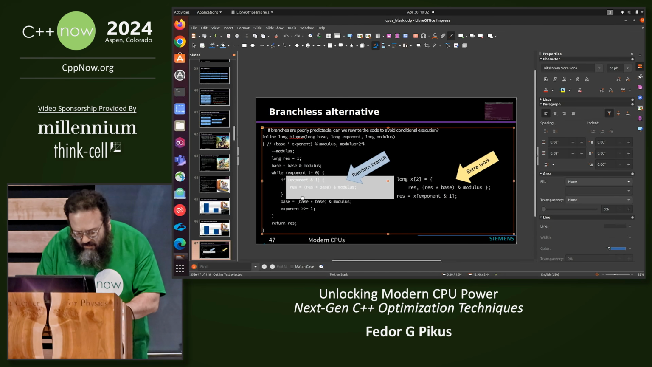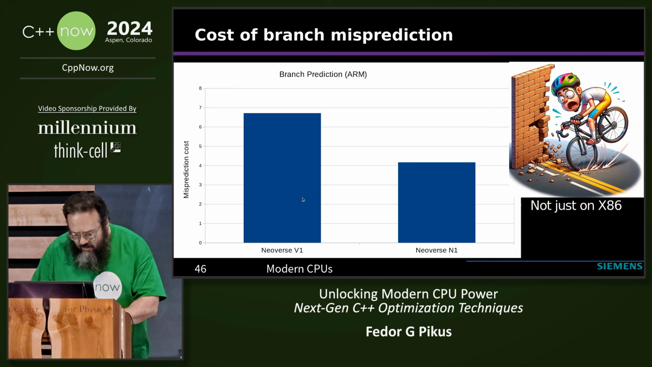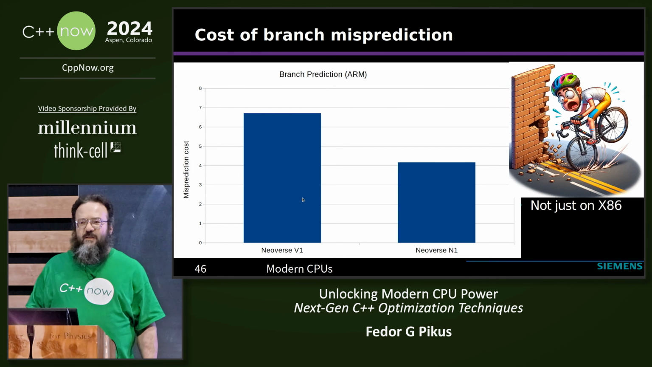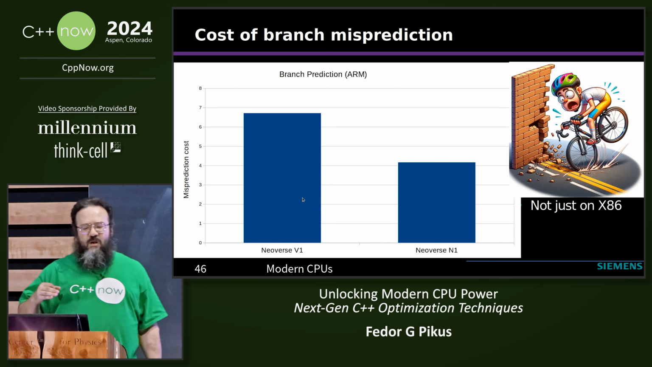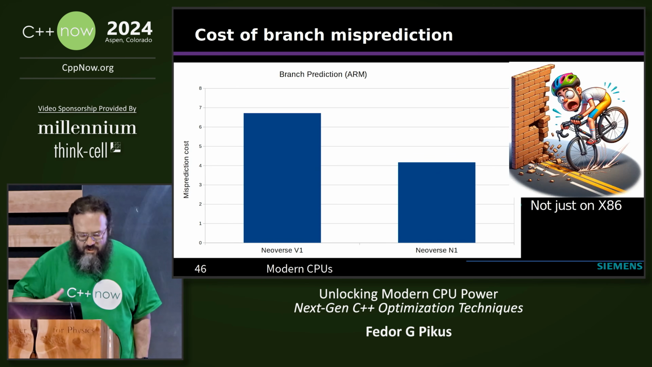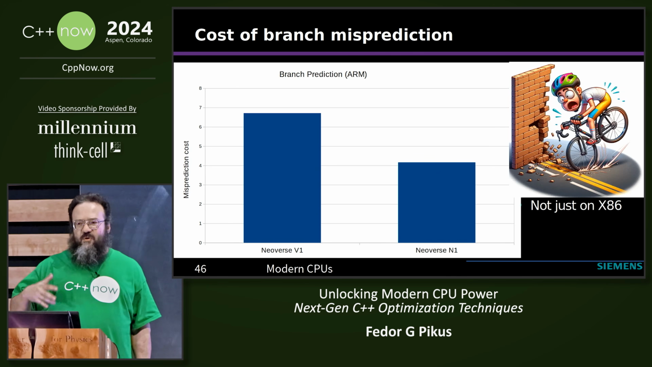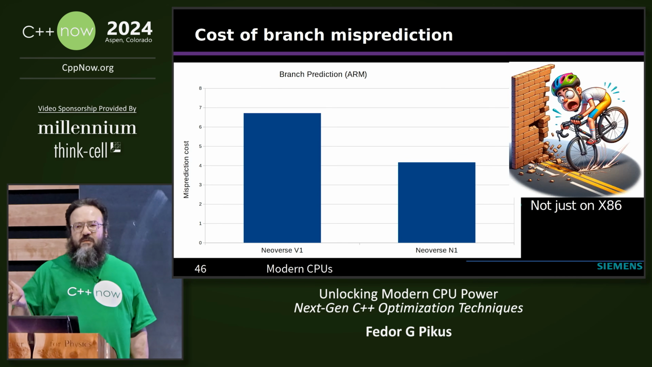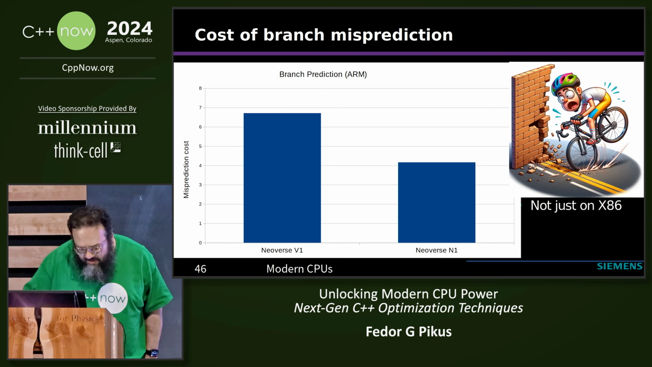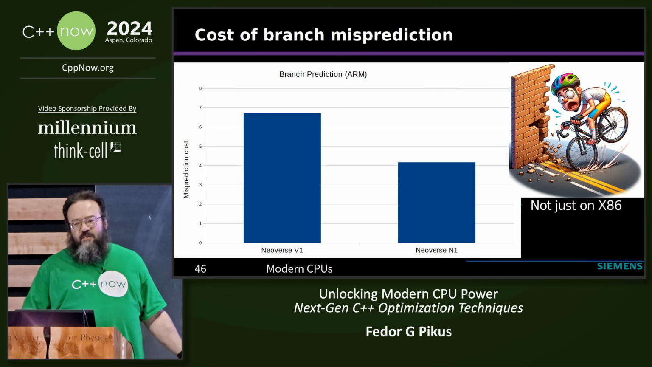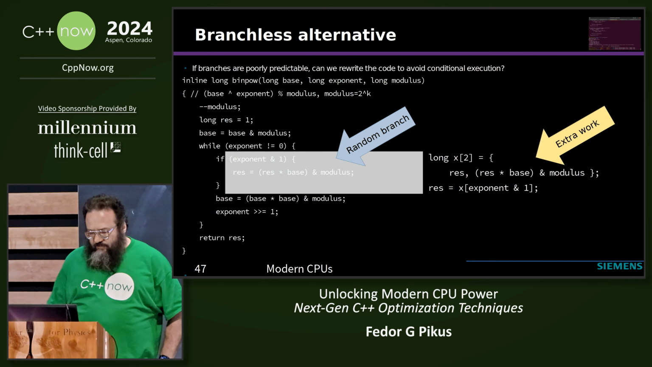Sorry, what was the cost on the left-hand side? Was it times? How many more? So a mispredicted branch costs you 5 times more than a predicted branch. Well, in this case, 4 or 7. Okay.